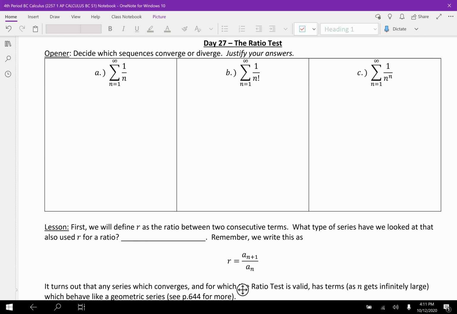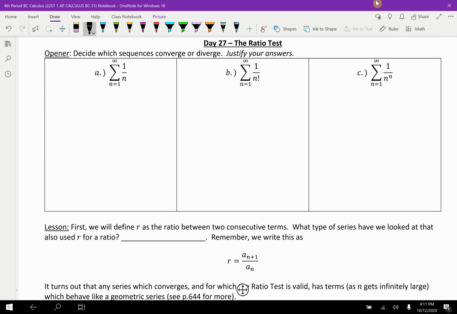All right, hopefully you've had enough time to look at these. Let's see how I would justify each of these. Well, on A, you could go the long way around and say, oh, this is n to the first power. This is a p series, and the p is less than or equal to 1, which means the series diverges. However, I probably wouldn't go that route. Instead, I would look at this and say, oh, hey, this is the harmonic series.